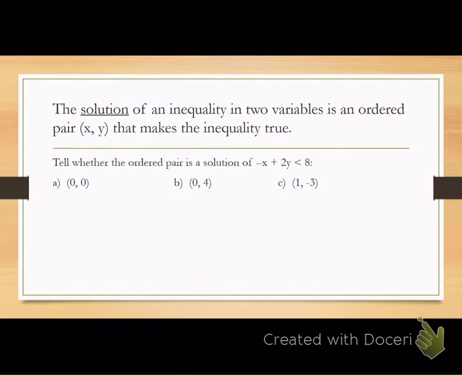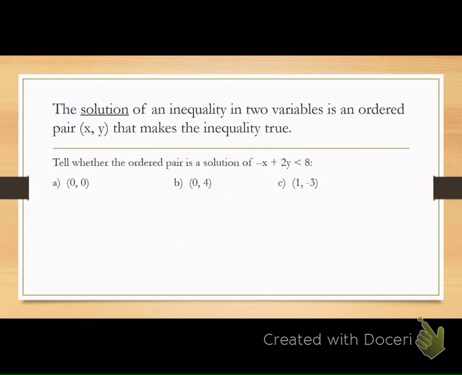Okay, so the solution of an inequality in two variables is an ordered pair (x, y) that makes the inequality true. So tell whether each of these ordered pairs is a solution of -x plus 2y is less than 8.